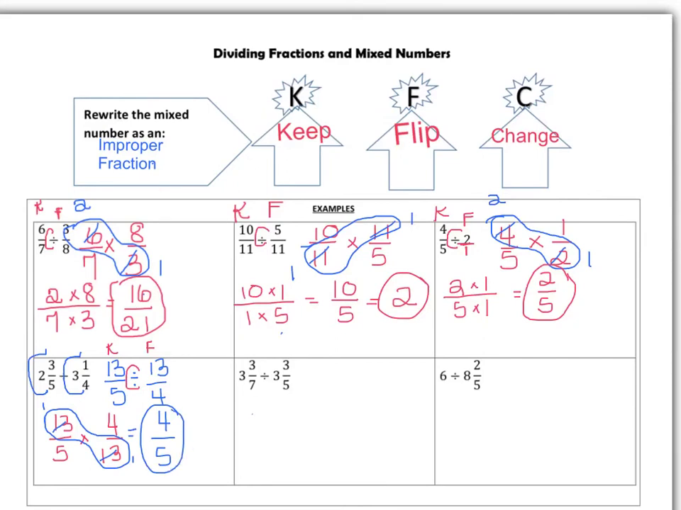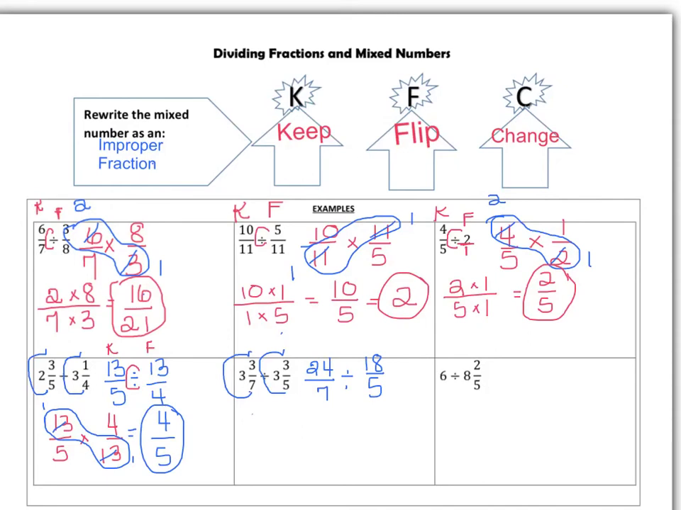The first step for the next one requires a special action. Turn the mixed number into an improper fraction. So we're going to turn it into an improper fraction. 7 times 3 is 21, plus 3 is 24, so we end up with 24/7. 5 times 3 is 15. 15 plus 3 is 18, so we end up with 18/5.